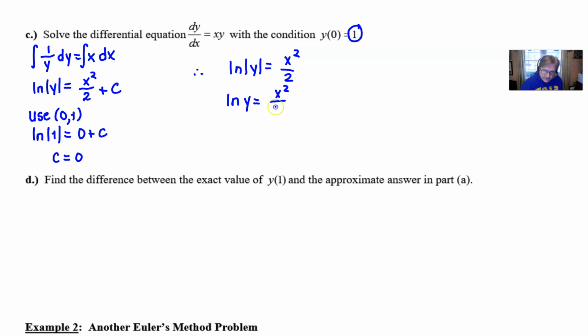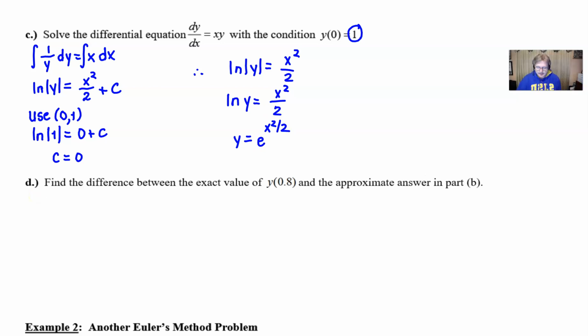Basically, you just look very intently upon that value. If it's positive, you can move the absolute values out of the question. And then we can cross the bridge. We can get y by itself by exponentiating. So y would be equal to e to the x squared over 2 power. And at that point, we have our official solution.